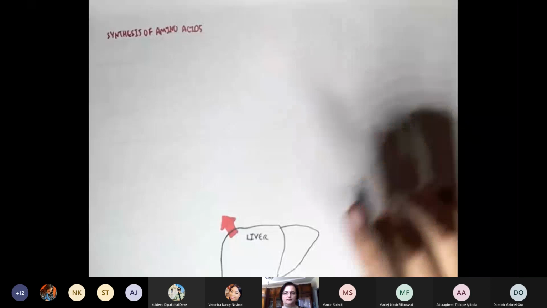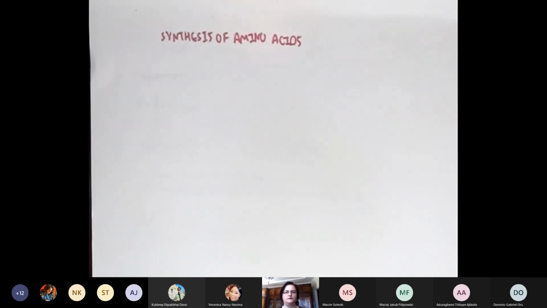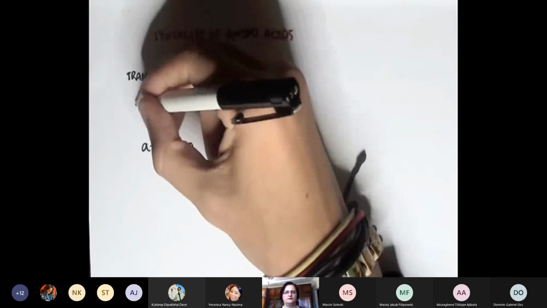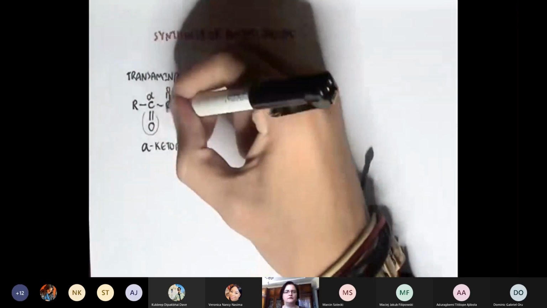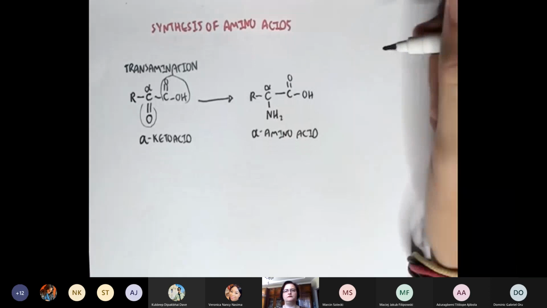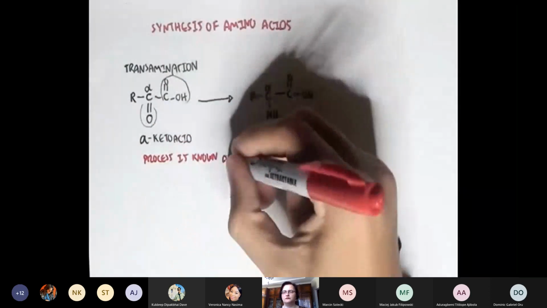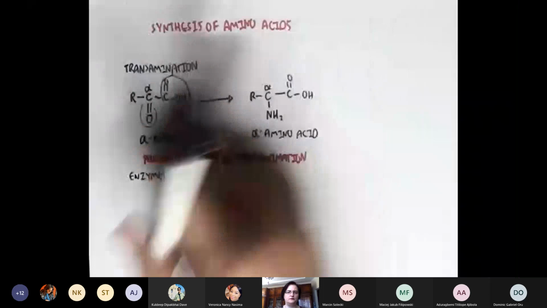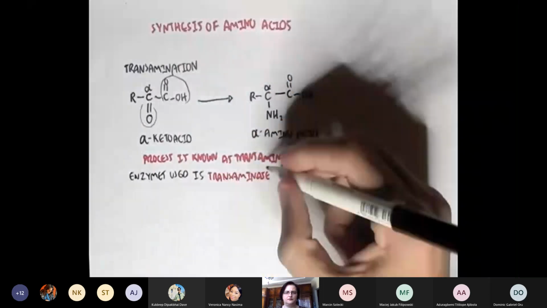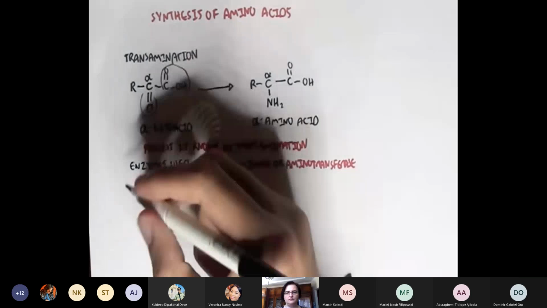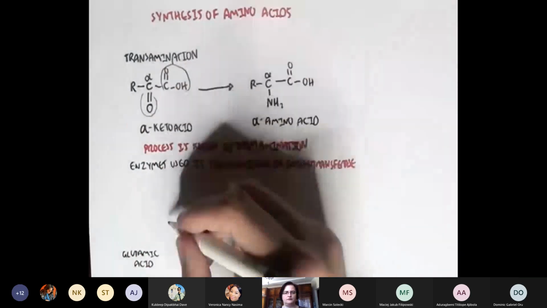One of the processes is called transamination, where we have an alpha keto acid, which is an alpha carbon with a keto group and a carboxyl group, which can get converted into an alpha amino acid, where the alpha carbon has an amino group and a carboxyl group. Now, the process, as I mentioned, is known as transamination, and the enzyme used is usually known as transaminase or aminotransferase. So let's look at one example.